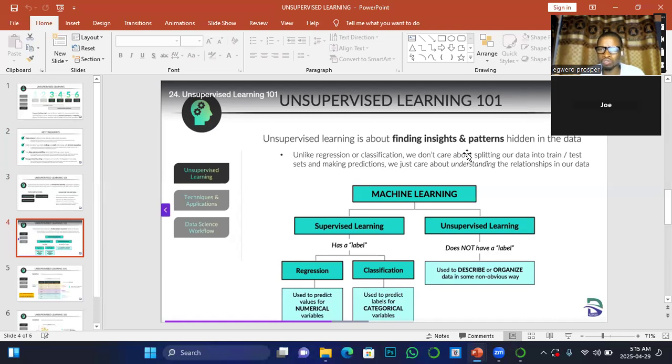As we proceed, you get to know what we mean by having a label and what we mean by not having a label. You see the further breakdown here, just for us to understand the kind of activities that happen under each of these techniques for machine learning. We have regression and then we have classification. Under regression, that is where you predict values for numerical variables, while classification is used to predict labels for categorical variables.